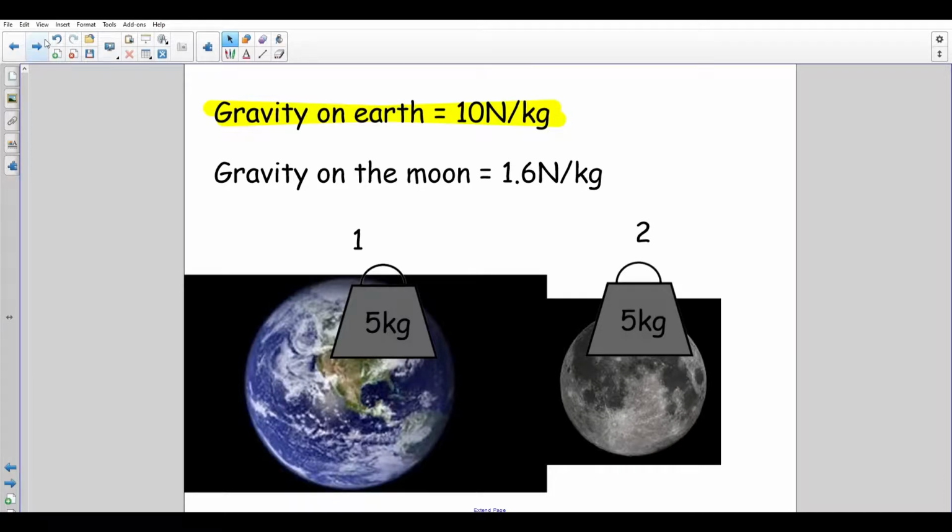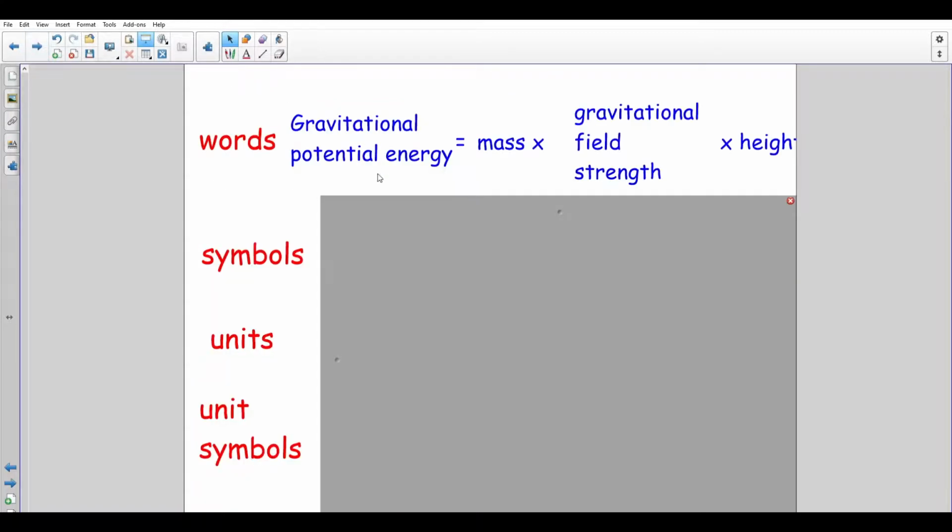Right, now we're going to have a look at the equation. Okay, so if we're ready, move on. The equation to find gravitational potential energy is this. We've got our word equation up at the top: gravitational potential energy equals mass times gravitational field strength times height. Because all these things increase the energy, we times them all together to get the energy.